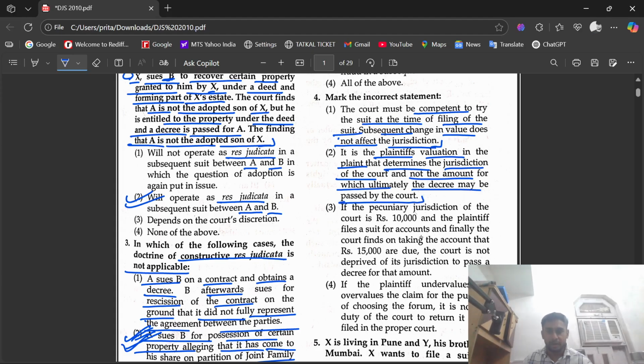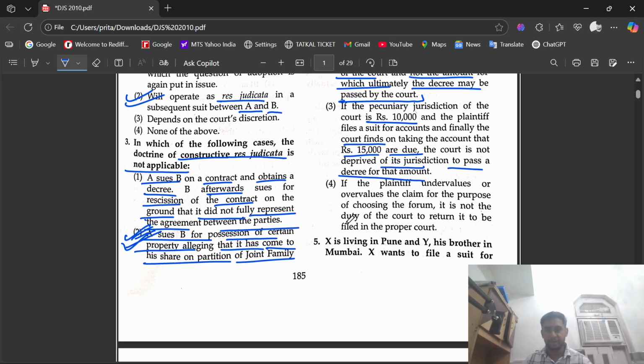It is true. If the pecuniary jurisdiction of the court is 10,000 and the plaintiff files a suit for accounts, and finally the court finds on taking the account that 15,000 are due, the court is not deprived of its jurisdiction to pass a decree for that amount. Yes, it's true. If the plaintiff undervalues or overvalues the claim for the purpose of choosing the forum, it is not the duty of the court to return it to file in the proper court. This statement is obviously wrong, as we can directly see.